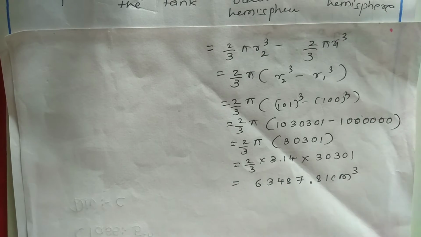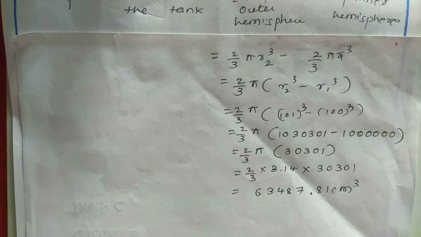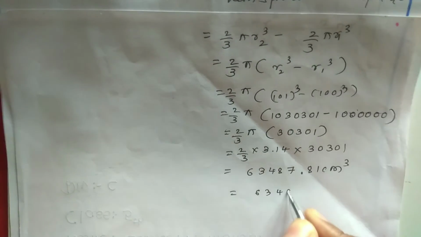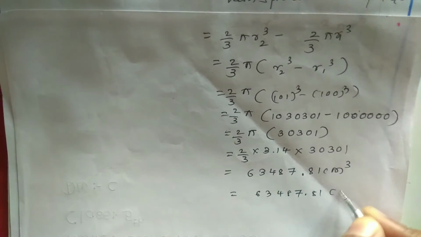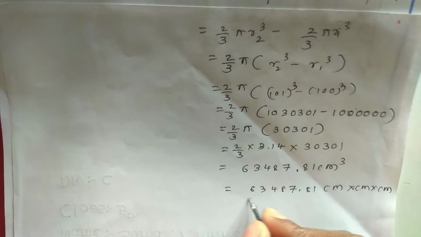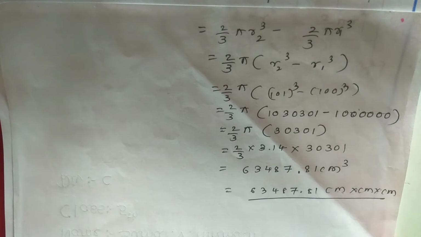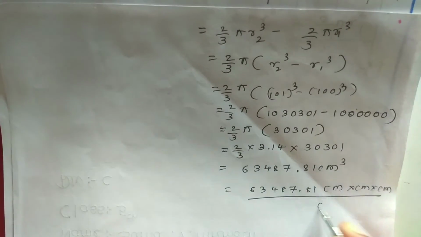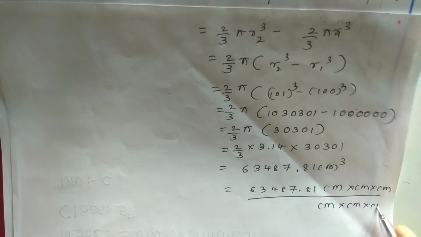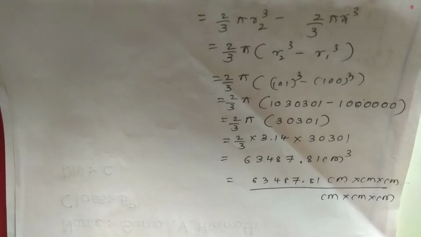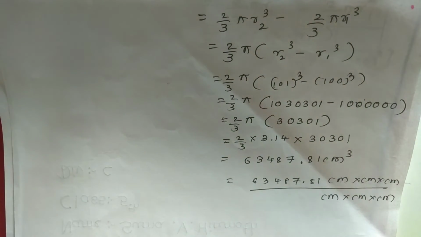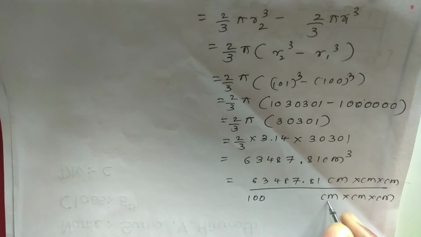So here you will get 63487.81 centimeter cube. If you want the answer in meter cube, you can convert this into meter cube. So just see here, 63487.81: 3 cm are there, cm into cm into cm, that is centimeter cube. So you must cancel these 3 cm so that you get the answer in meter. So you are converting into meter. How many centimeters make 1 meter? 100 centimeters make 1 meter.